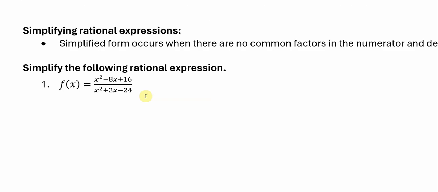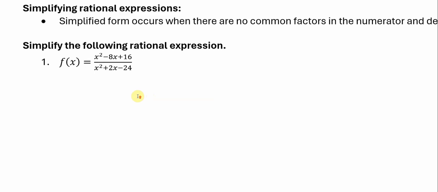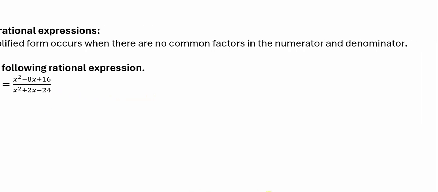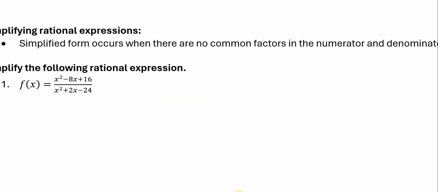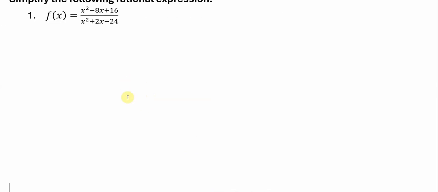In this video, we will review and then we will practice something new. We are asked here to simplify a rational expression, and just to review a little bit, what does it mean to be simplified? We're dealing with fractions. So if something is simplified, that means there are no common factors in the numerator and the denominator. Now this expression isn't factored yet, so let's factor it.